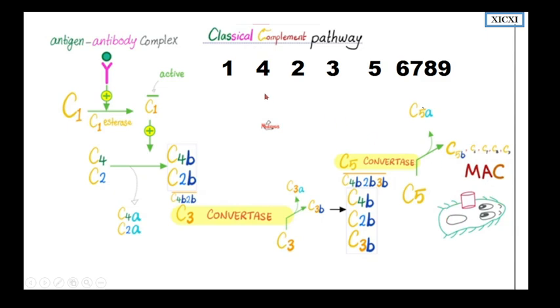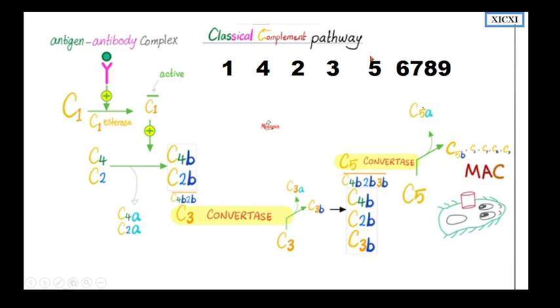So this is what it's all about, the classic complement pathway. So it is not complicated. You take 1, 4, 2. This one will activate 4 and 2. Now this one will be C3 convertase. This is the enzyme which will convert C3 into C3a and C3b. Now this C3b together with C4b and C2b, together with this C3b, they are going to form what we call C5 convertase.